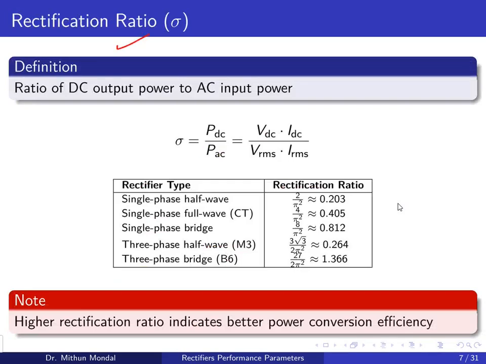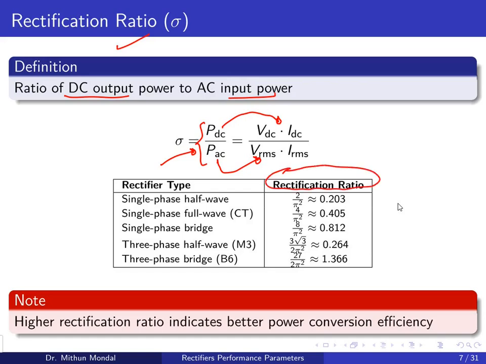Rectification ratio is basically the ratio of DC output power to AC input power. So it is the ratio that we compute in terms of power. DC power is the product of voltage and current in DC, and for AC, we take the RMS values to calculate the voltage and the current.